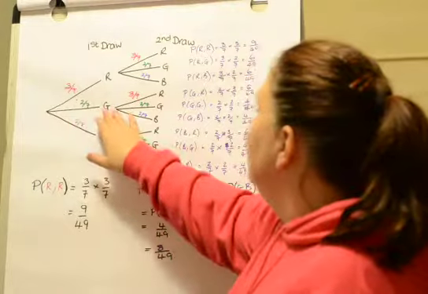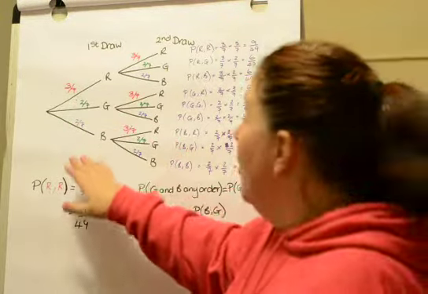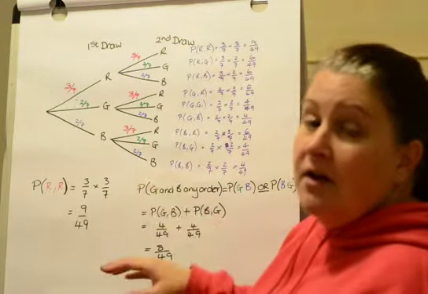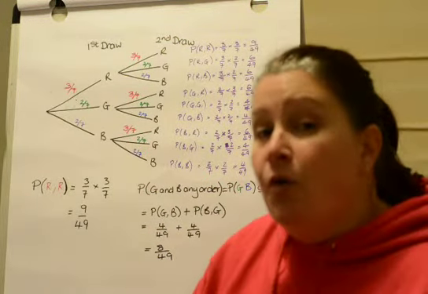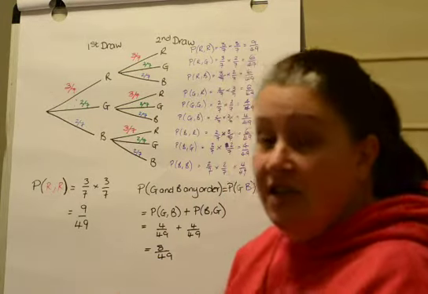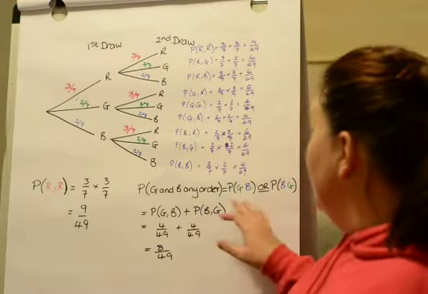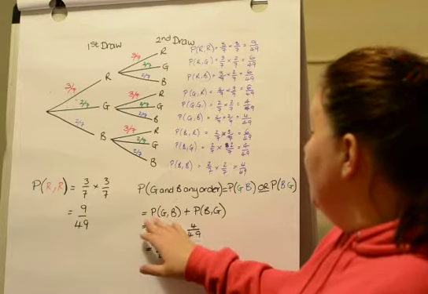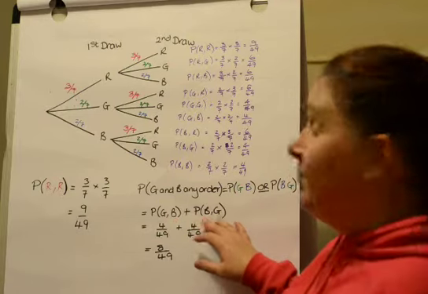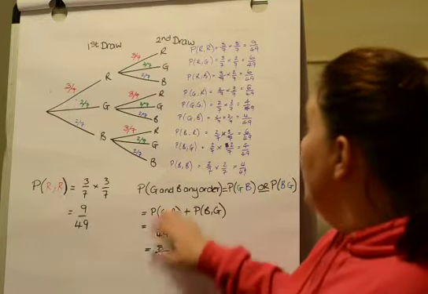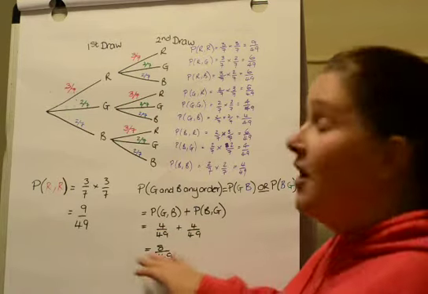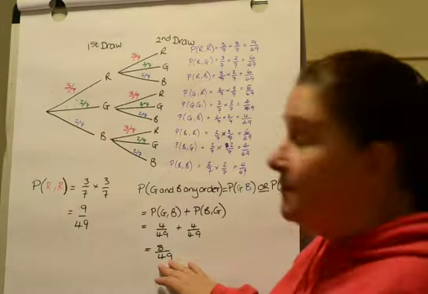Now, the next one I said was a green and blue ball, but it could be in any order. So I could have green followed by blue, or I could have blue followed by green. Now, remember, the key word there was or. If it's or, we're going to add the probabilities together. So we're going to have probability of green blue plus the probability of blue green. So we've worked them all out up here. It's 4/49 plus 4/49, which equals 8/49.